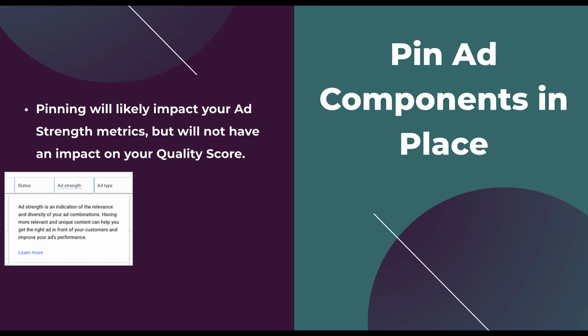If you read the definition of the ad strength column, ad strength is an indication of the relevance and diversity of your ad combinations. Having more relevant and unique content can help you get the right ad in front of your customers and improve your ad's performance. So with ad strength, Google's not only looking for relevance, but it's also looking for diversity so it can show lots of different messages and unique combinations to your customers.